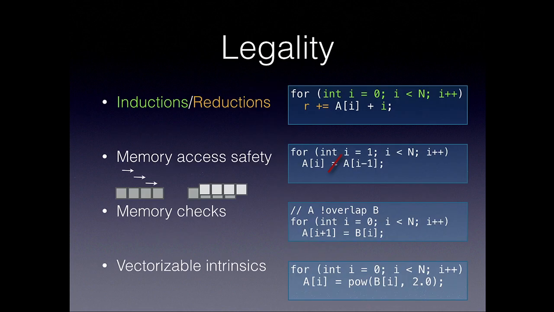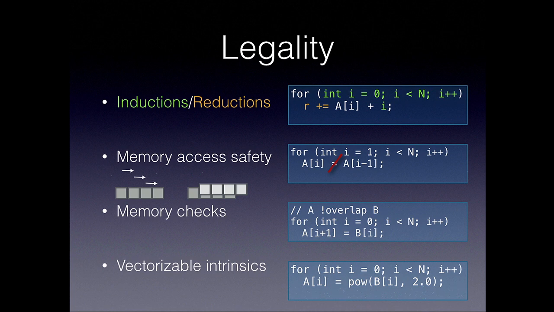So the first phase, legality. As I said, we look at phi nodes. We classify them as either inductions, so that's the I in green here, or as reductions, where we accumulate a value. We have to handle those differently.